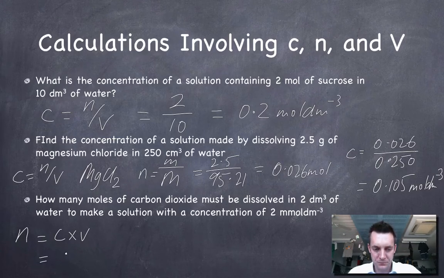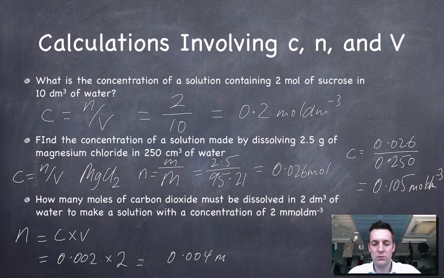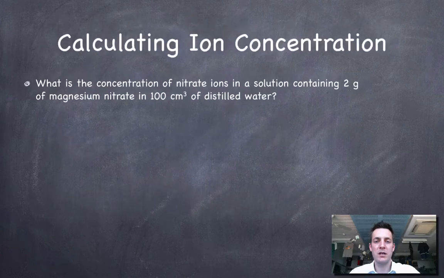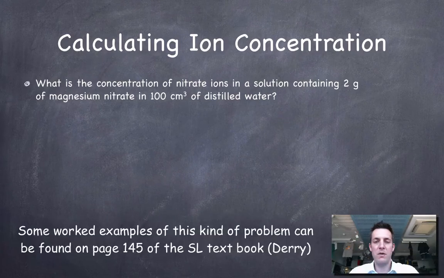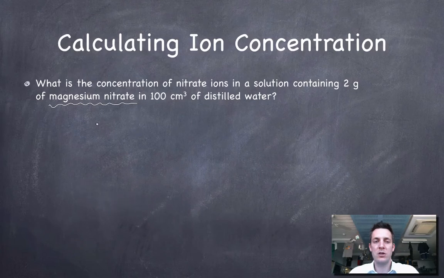Okay, so this is 0.002 moles per dm cubed multiplied by the volume, which is 2, okay, and that equals 0.004 moles. Okay, so some fairly simple things there, hopefully, but assuming that we're all okay with that, then let's move on and have a look at something else here. We're now going to calculate ion concentration. Now, it's worth remembering that if I dissolve magnesium nitrate in water, it's not going to stay as magnesium nitrate, it's going to break up into its ions.